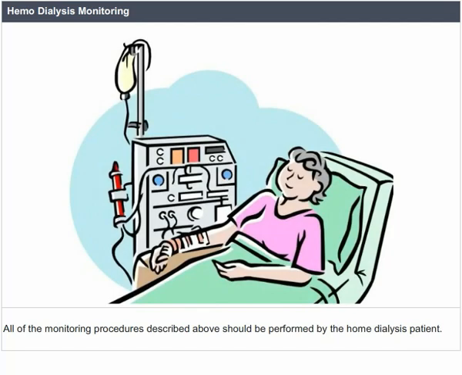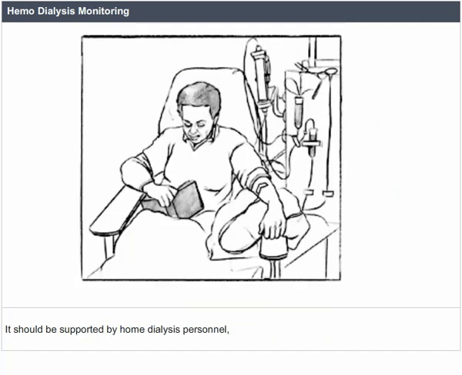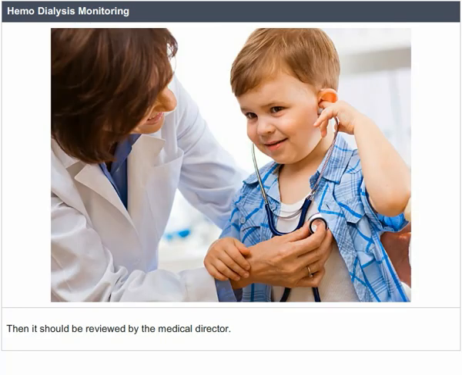Hemodialysis monitoring. All of the monitoring procedures described above should be performed by the home dialysis patient. It should be supported by home dialysis personnel. Then it should be reviewed by the medical director.